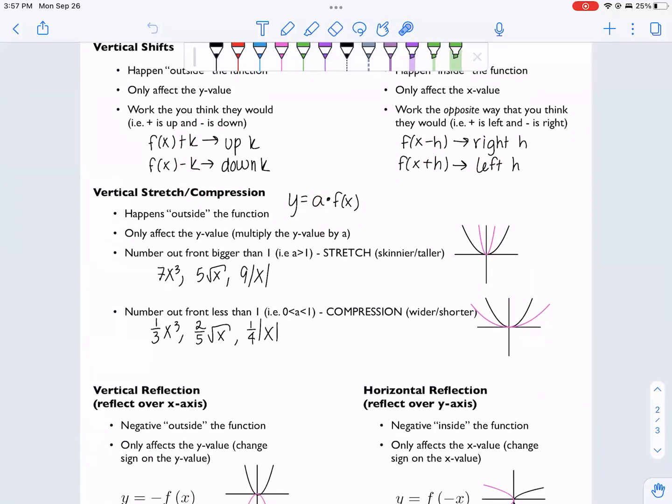If you have a number being multiplied on the outside of the function, that is going to either stretch your graph and make it skinnier, like this little pink graph right here. So those numbers right here, these are all bigger than 1, which is what stretches it. And then here, if we have a number that is less than 1, like 1/3, 2/5, 1/4, that's going to make it wider and fatter or shorter.